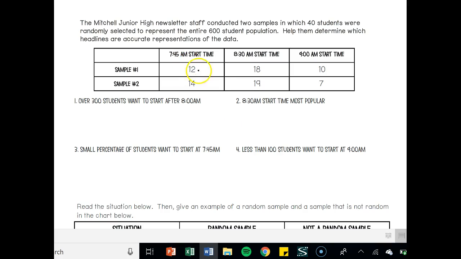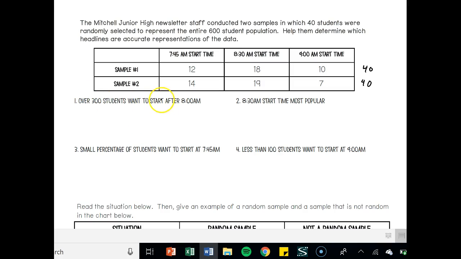So for homework, you're going to use this data set right here based on this story. The Mitchell Junior High School newsletter staff conducted 2 samples. Here's sample 1, here's sample 2, in which 40 students, you'll notice that these both total up to 40, so you don't have to worry about that, randomly selected to represent an entire 600 student population. Help them determine which headlines are accurate representations of data. So they're just saying, hey, based on these samples, can we write these headlines?